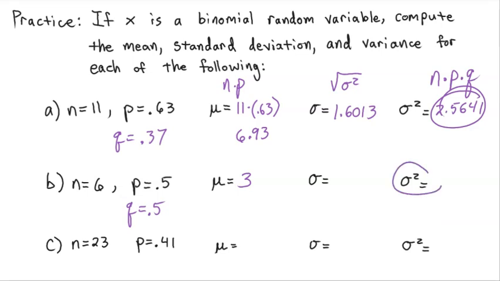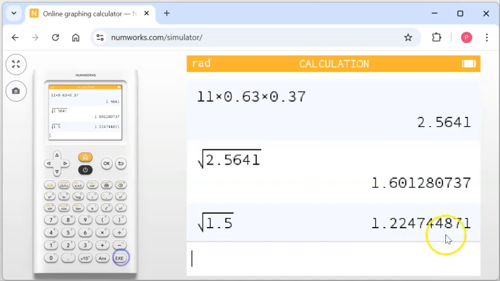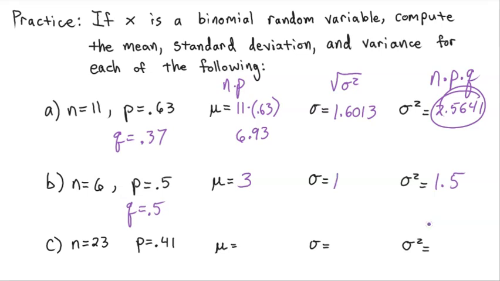And now the variance is n times p. I don't know if you noticed that here, but n times p is the mean. So calculating the variance, you just take the mean and then multiply it by q. So we're going to take the mean, which is n times p, and multiply it by 1/2. Well, 1/2 of 3, that's 1.5. And so the variance is 1.5. And so now the standard deviation is just going to be the square root of 1.5. So let's go to the calculator. We'll do the square root of 1.5, and that is 1.2247.